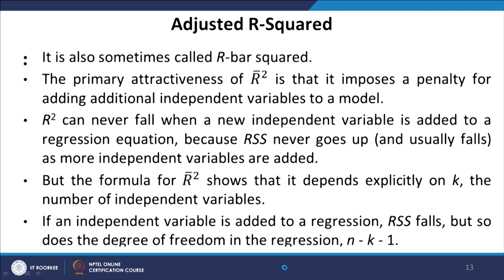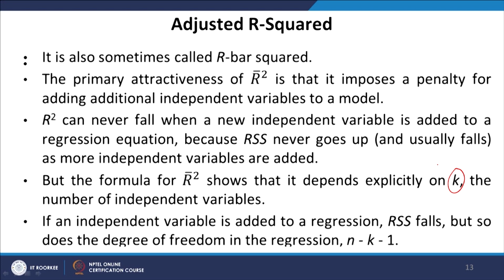The primary attractiveness of R bar square is that it imposes a penalty for adding additional independent variables to a model. R square can never fall when a new independent variable is added to a regression equation, because residual sum of square never goes up and it usually falls as more independent variables are added. But the formula for R bar square shows that it depends explicitly on k, the number of independent variables.